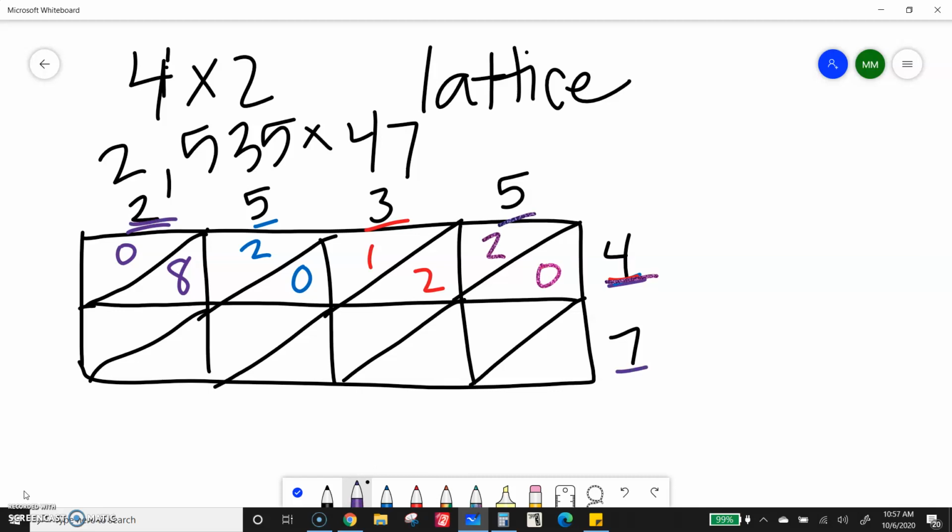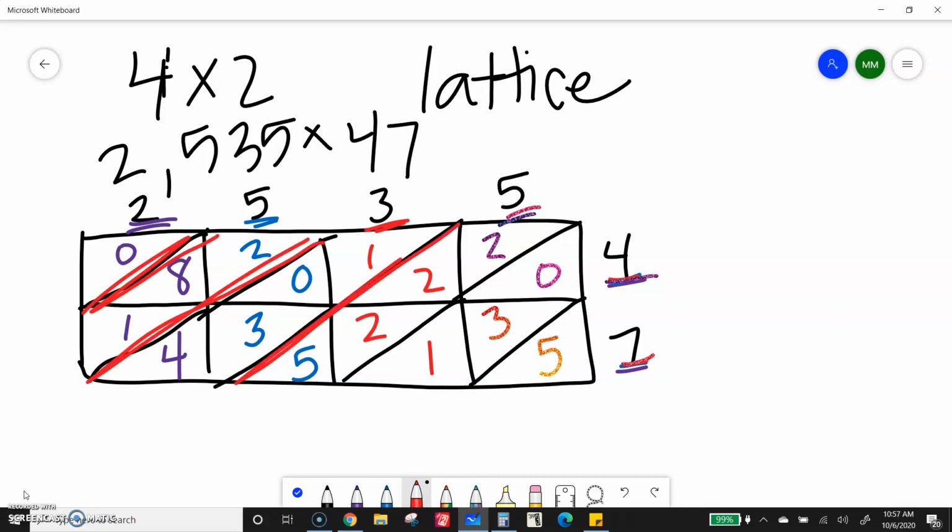2 times 7 is 14. 5 times 7 is 35. 3 times 7 is 21. And 5 times 7 is again 35. Now I'm going to look at my diagonals. Remember, I have a few more to add up than I did initially. I'm going to ignore those.